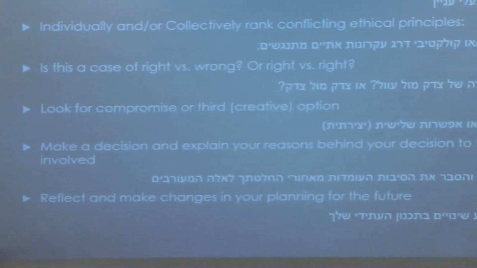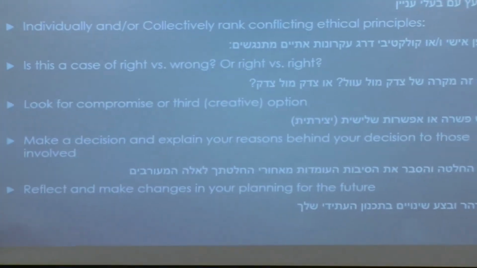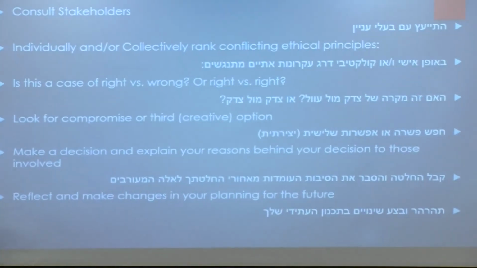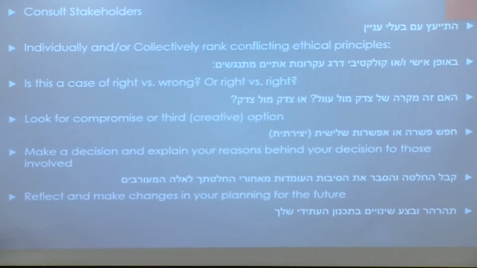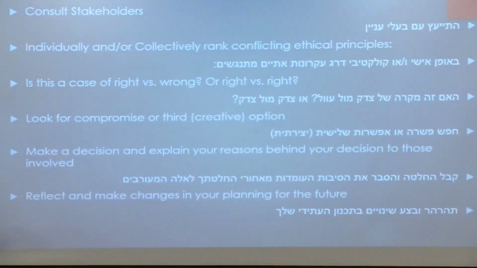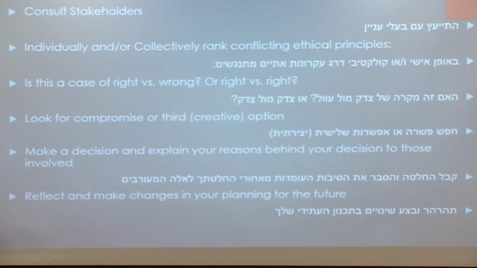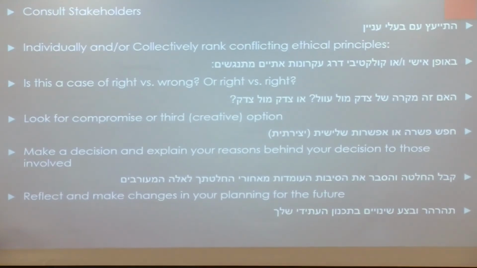Is it right versus right? In other words, maybe it's a situation where someone values honesty over loyalty, and they're coming to you and complaining about something, and they're being very honest, and then someone else gets really upset because they believe that they should be loyal rather than honest. So those are conflicting values, but it's not clearly right or wrong.